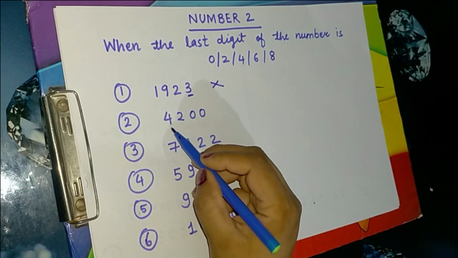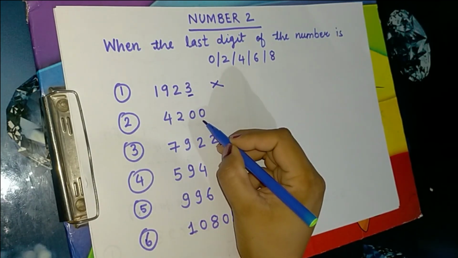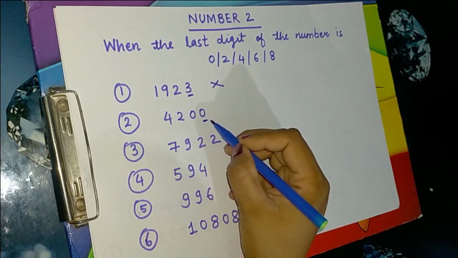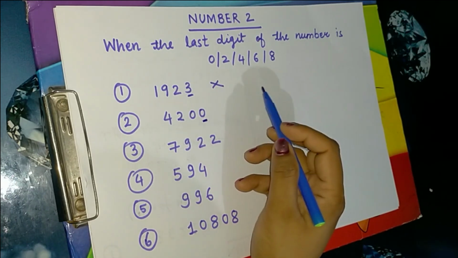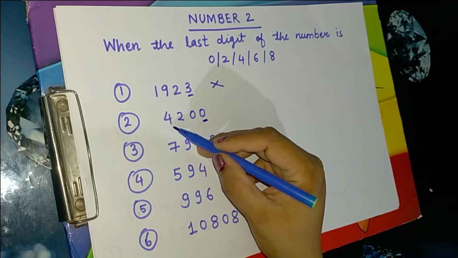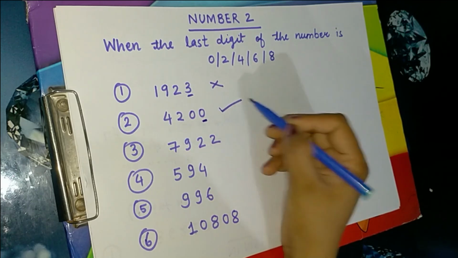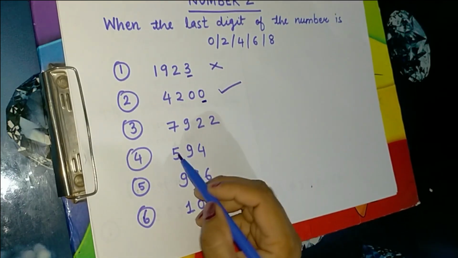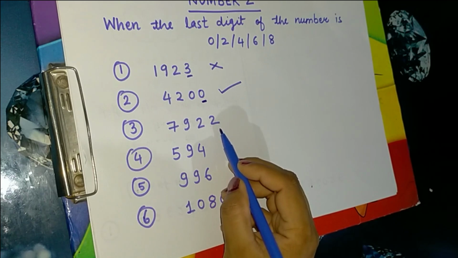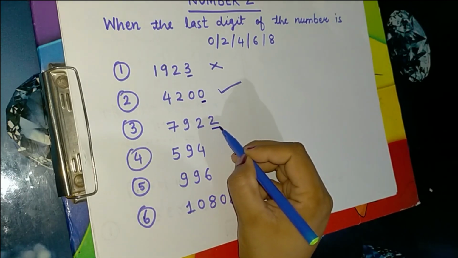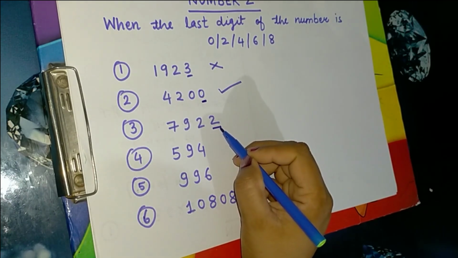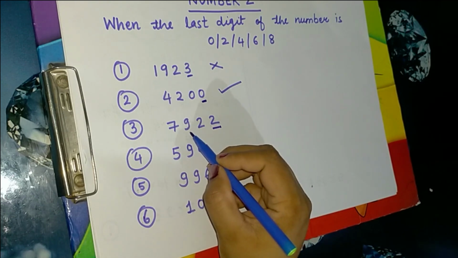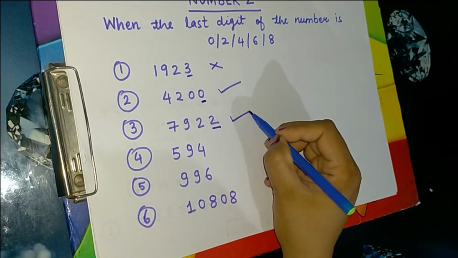Our next number is 4200. The last digit of this number is 0, which is an even number, and 0 is divisible by 2. So here the whole number 4200 will also be divisible by 2. The next number is 7922, and the last digit of this number is 2, which is divisible by 2. So the complete number 7922 will also be divisible by 2.